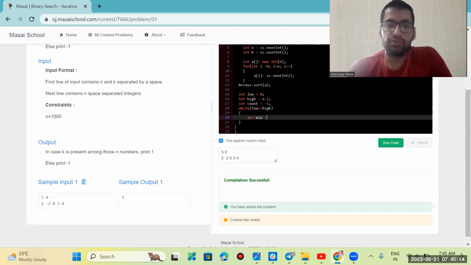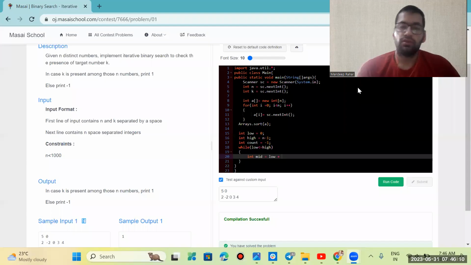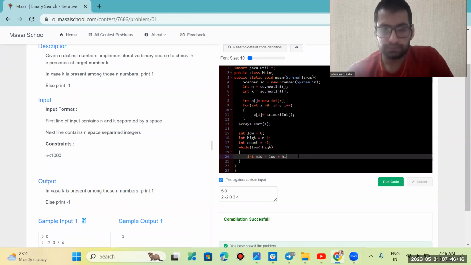So mid equal to low plus high, and divide by 2. Okay, we need to find mid in this question. Now it's okay. See, it gives us a time limit error.